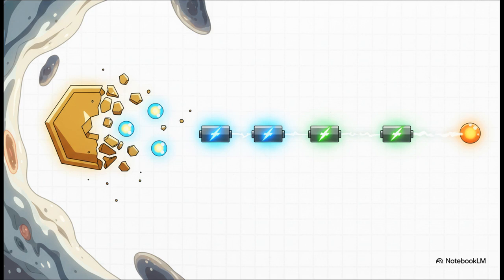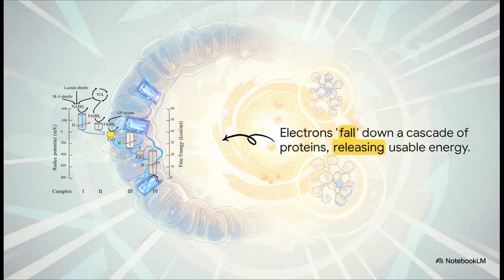Molecules like NAD+ and FAD act like tiny rechargeable batteries or armored trucks. They pick up the high-energy electrons from where your food is broken down, and they shuttle them safely over to the cell's power plant. And this is where they drop them off, the electron transport chain.